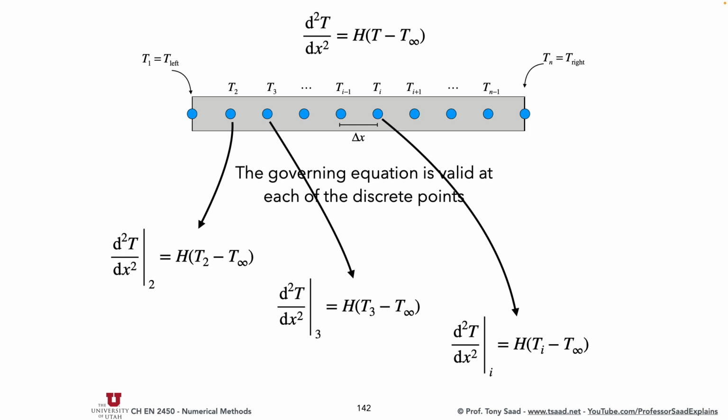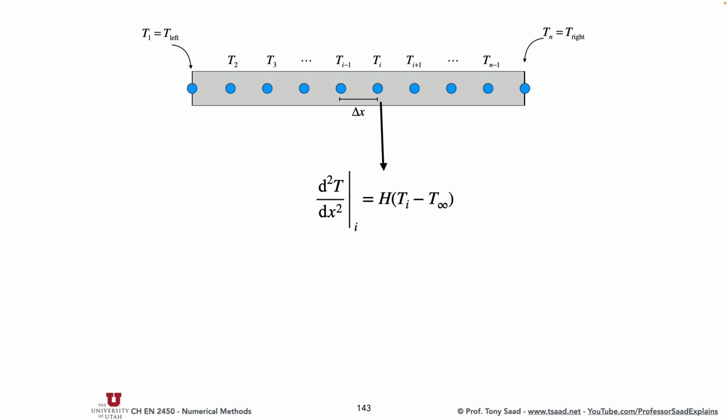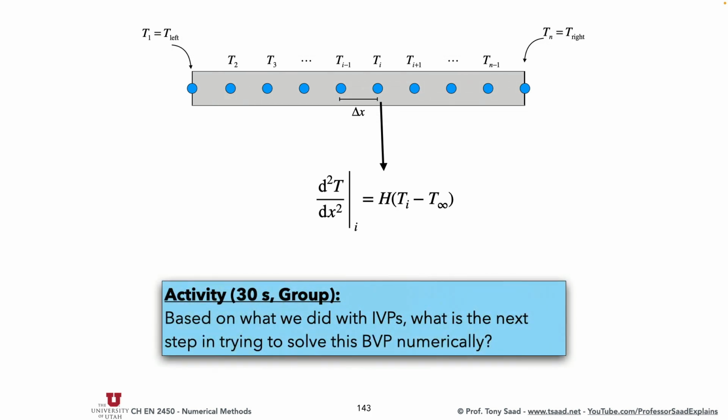Okay? The problem is that I still have a continuous equation here. Now, this is solvable exactly in this case, but when it's nonlinear, when you have T to the power 4 and whatever, you're not going to be able to solve that analytically. So you need to solve it numerically. So then, based on what we did with initial value problems, what do you think the next step is? The next step is in trying to solve this numerically.